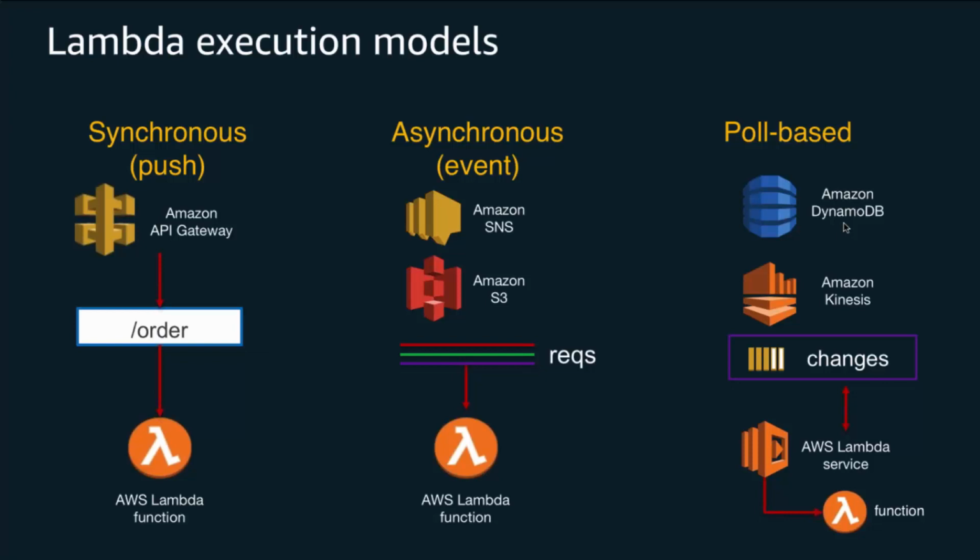And then lastly, we have pull-based. In this case, it works a bit differently from the first two. For example, with services like Amazon DynamoDB Streams or Amazon Kinesis, what we actually have is a Lambda service capability that is polling those streams, looking for changes. It then pulls the messages off of them and will invoke Lambda functions on your behalf. And so with this, you can get massive throughput with Amazon Kinesis Streams, doing near real-time data analytics without you having to manage any of the infrastructure. So synchronous push, asynchronous event, and pull-based are the three major Lambda execution models.